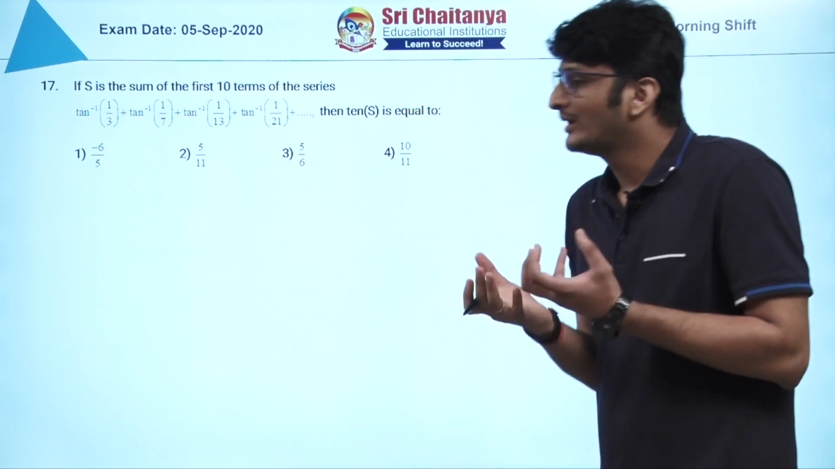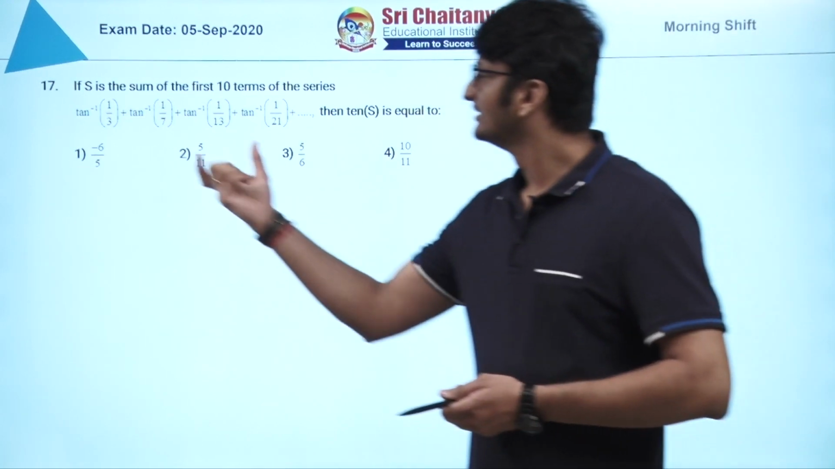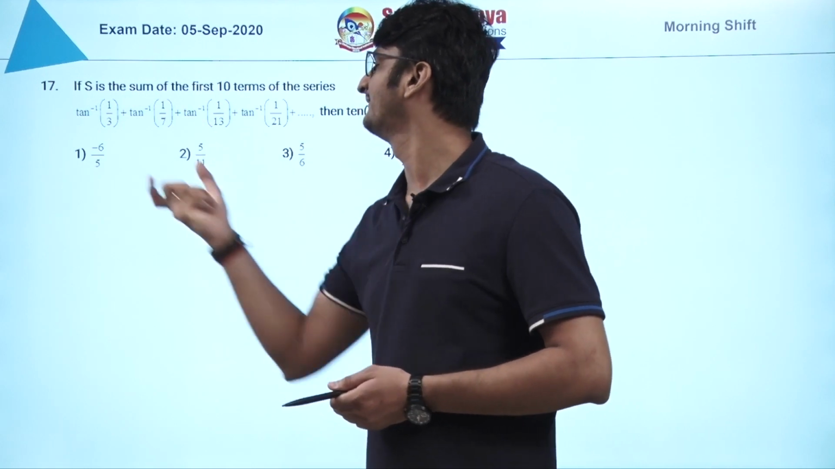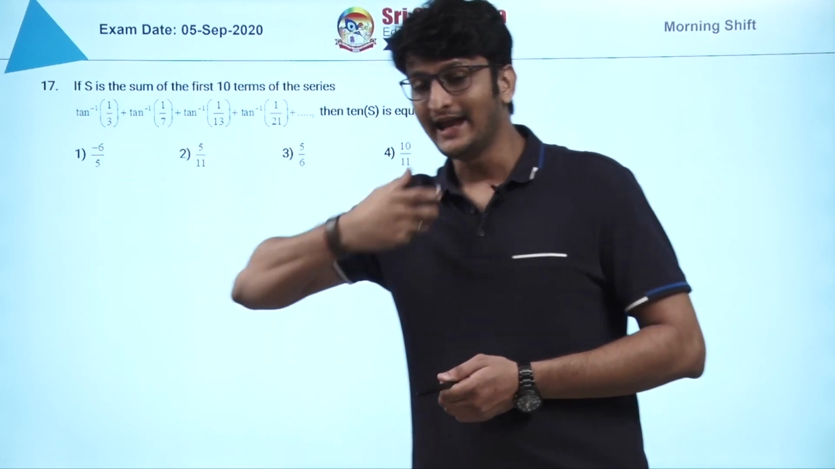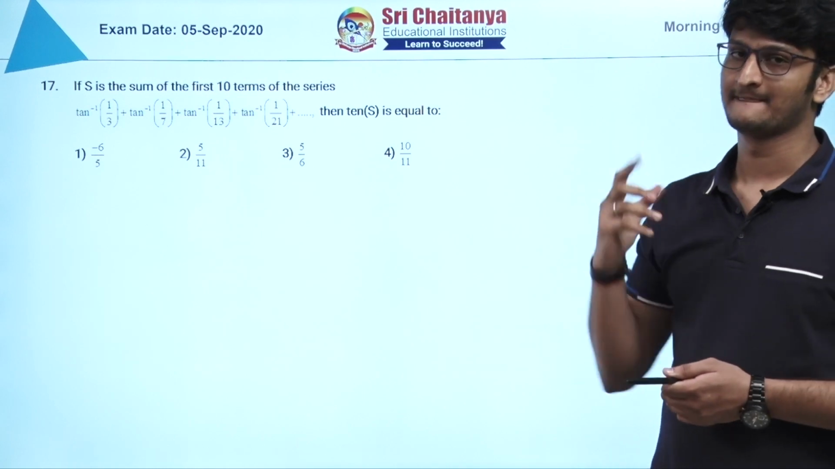How to find the general term? What is the pattern you are observing? You can see the differences are in increasing order. The difference between any two consecutive terms is increasing, and that is increasing in AP. Try to observe.